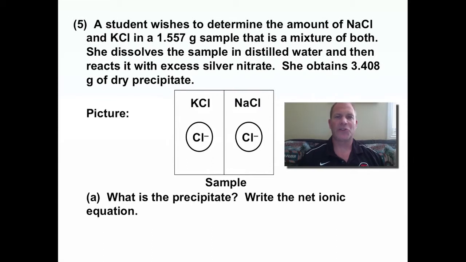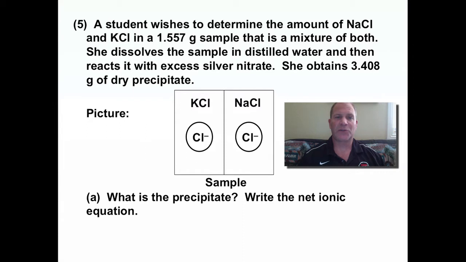A student wishes to determine the amount of sodium chloride and potassium chloride in a 1.55 gram sample that is a mixture of both. She dissolves the sample in distilled water and then reacts it with excess silver nitrate. She obtains 3.408 grams of a dry precipitate.